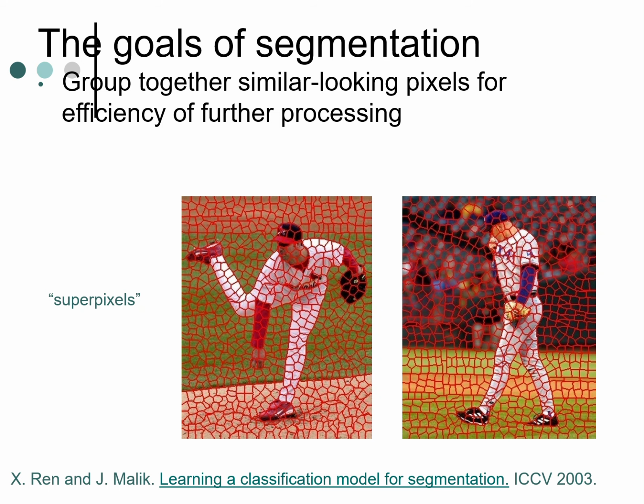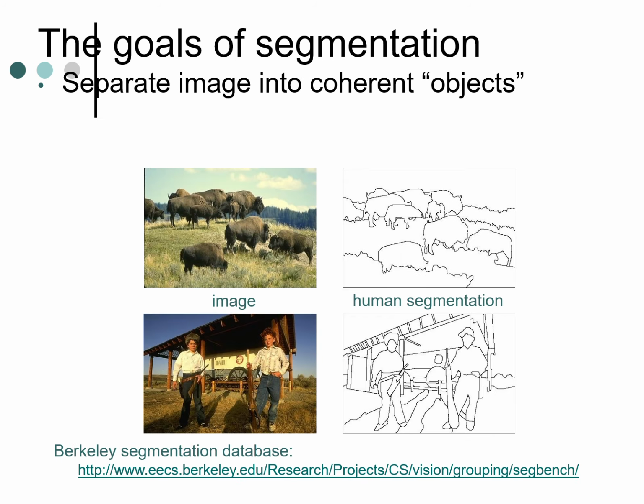The goal of this segmentation is that we are supposed to group together similar looking pixels for efficiency of further processing. These are called superpixels. We are supposed to group them all together to perform segmentation. This is a bottom-up process and this is an unsupervised process. The goal of segmentation is to separate the images into coherent objects.